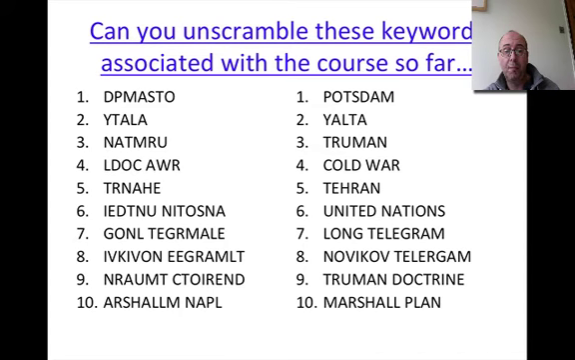And finally, number 10, following the limited success of the Truman Doctrine and the very harsh winters of 1946 and 1947, America pours billions of dollars of aid into Europe in order to rebuild Europe, believing that prosperous people are far more likely to want to remain in democracies.